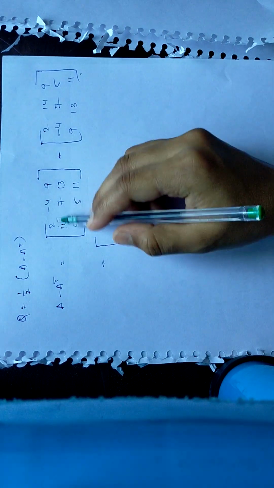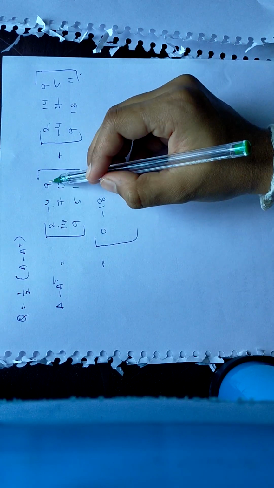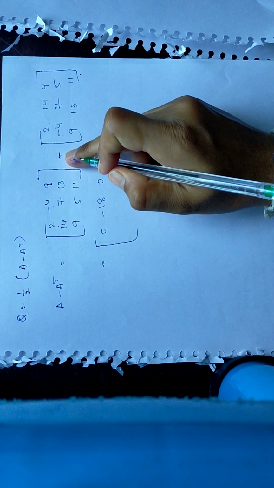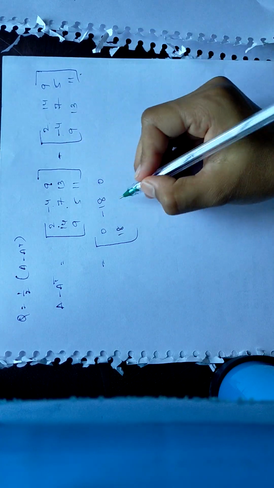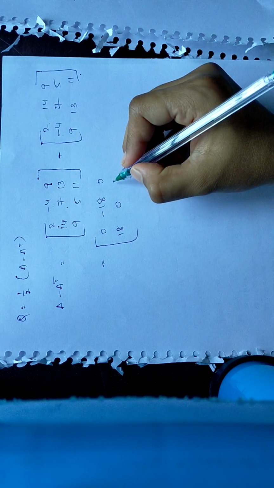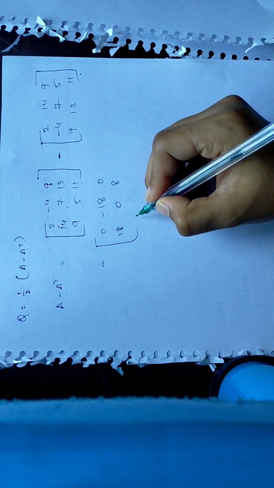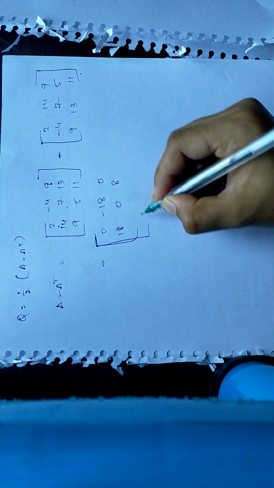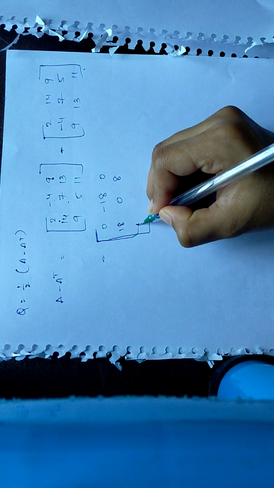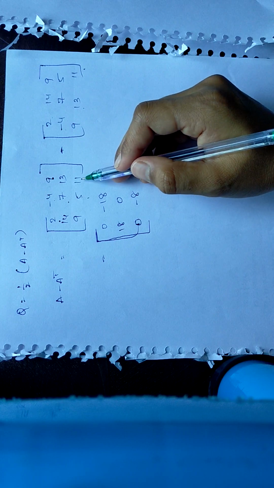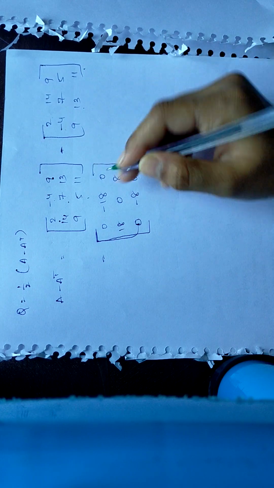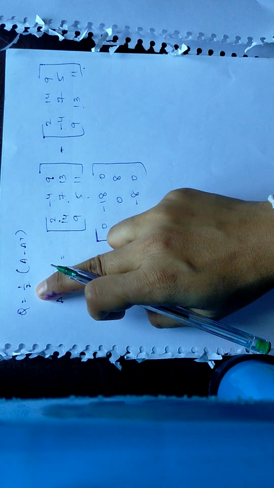So you have to subtract. 2 minus 2 is 0, minus 4 minus 14 is minus 18, 9 minus 9 is 0, 14 minus into minus is plus, so 14 plus 4 is 18 again, 7 minus 7 is 0, 13 minus 5 is 8, 9 minus 9 is 0, 5 and minus 13 is minus 8, 11 minus 11 is 0. So we got A minus A transpose, and now quickly we do it for half.